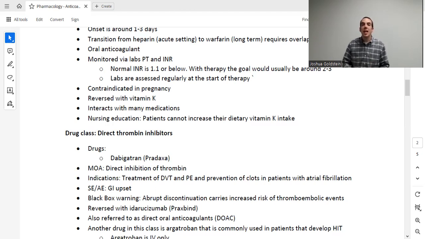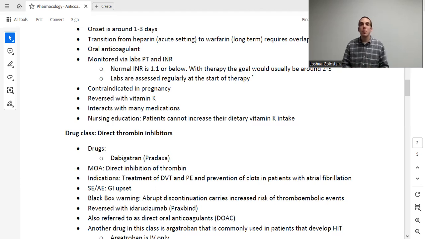This medication is contraindicated in pregnancy. It is reversed with vitamin K, so this does also have a reversal agent. Warfarin is infamous for interacting with tons of other medications. If you've been watching our lecture series, you learned that MAOIs, such as phenelzine, are also infamous for interacting with a ton of medications. Warfarin is right up there as well. There's a lot of medications it interacts with.